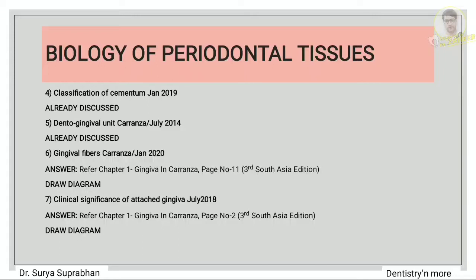Then coming to the next, that is the clinical significance of attached gingiva. Refer chapter 1, gingiva. Under that, in the macroscopic features, the attached gingiva will be there. Draw the diagram for the attached gingiva. Label where the attached gingiva is, where the mucogingival junction is, and where is the alveolar mucosa.